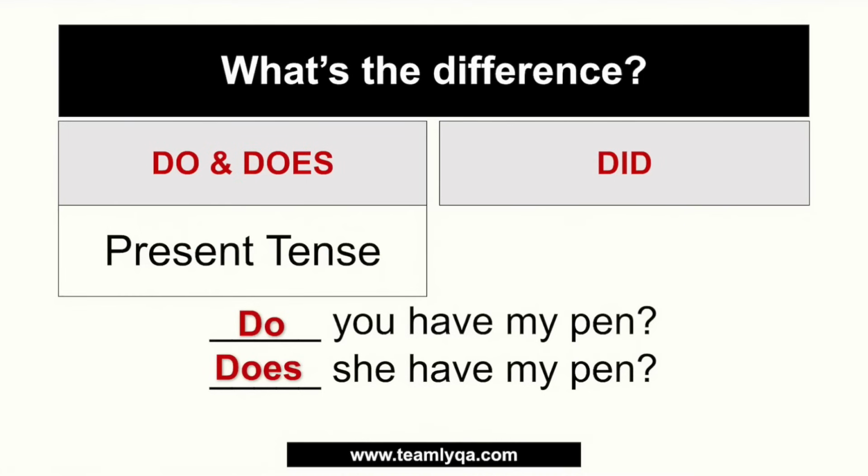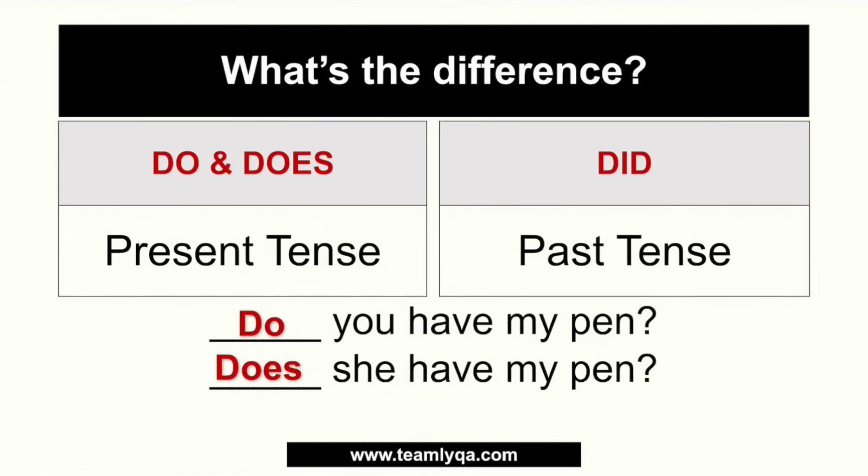So, hawak mo ba yung pen ko ngayon? Nasa iyo ba yung pen ko ngayon? Nasa kanya ba yung pen ko ngayon? At kung yun yung pagkaka-translate mo, then you have to use do or does. Ang did kasi, you will use it kung nasa past tense yung tanong.